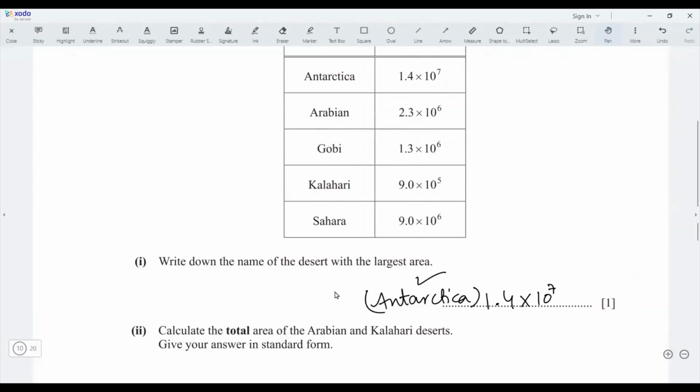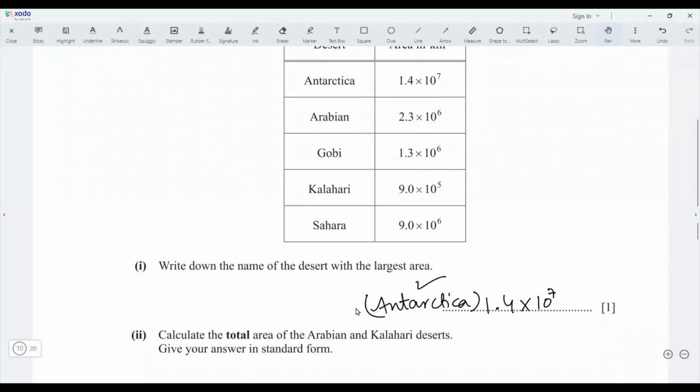So what about Arabian? Arabian is 2.3 times 10 raised to the power of 6, and we have to add. Why are we going to add? Because it involves total area. Total is basically the sum of both of the areas of the specific deserts. So one is Arabian, the other one is Kalahari, which is 9.0 times 10 raised to the power of 5. There are two ways of solving this. I'm going towards the easiest among both of them.